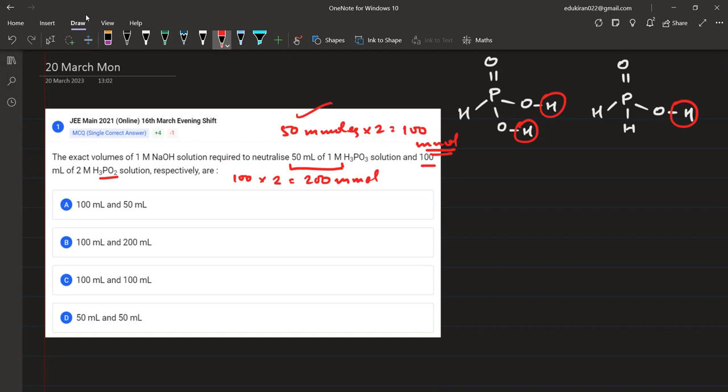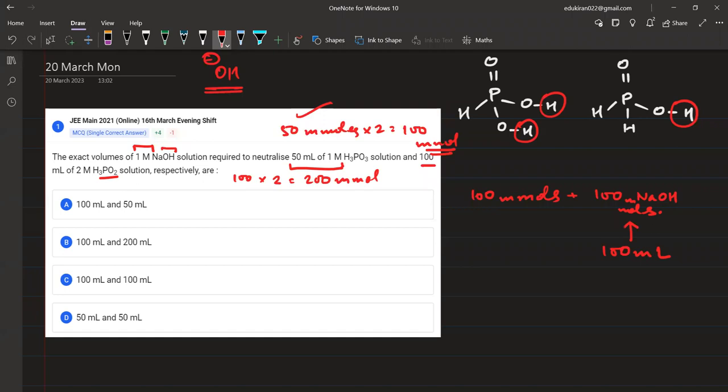Clear? Now, in order to neutralize 100 millimoles, I need 100 millimoles of OH-. How many OH- will you get from one NaOH? From one sodium hydroxide, how many OH- will you get? One. Right? So for 100, you will need 100 millimoles of NaOH. And since it is 1 molar, if you have 100 milliliters, from that you will get 100 millimoles. Is this clear, tell me? Clear, everyone? Yes, sir.